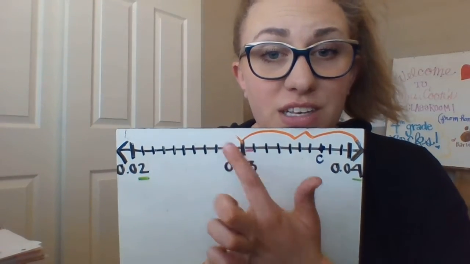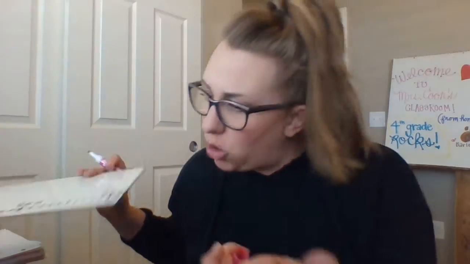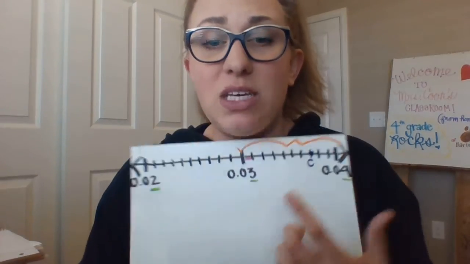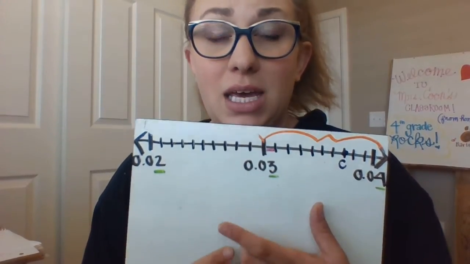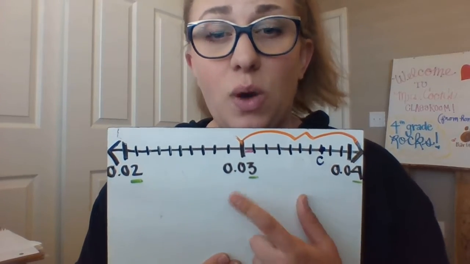This is a whole hundredth. This is a thousandth. So, a thousandth is a tenth of a hundredth. Keep that in mind, right? It's all about going by tens when we're doing decimals. But what I want us to think about now is the point C on this line, okay? Point C. Well, I know that it's going to be in between 3 hundredths and 4 hundredths. We already talked about that.